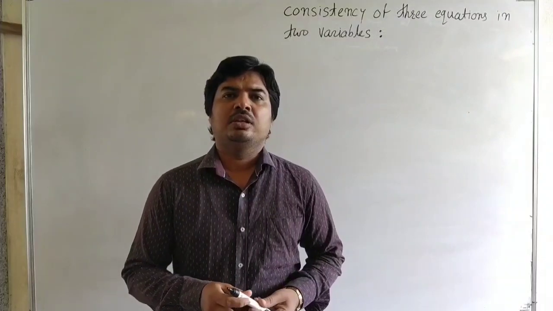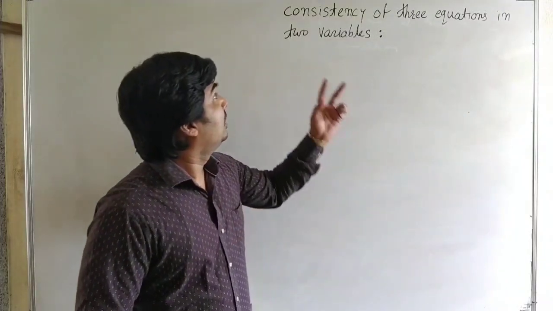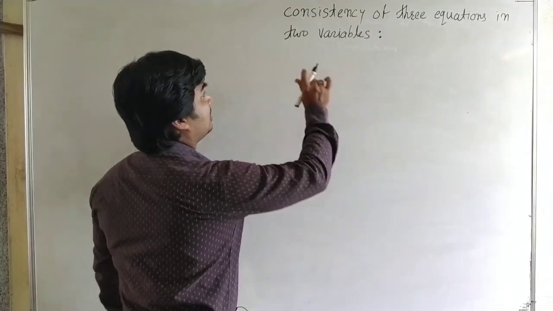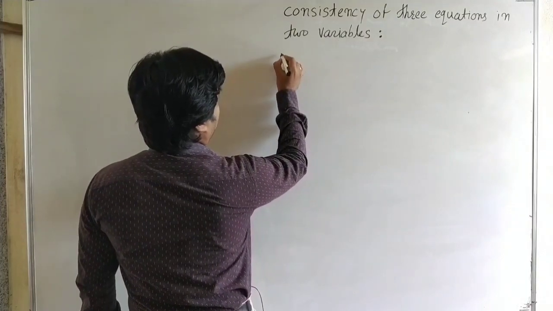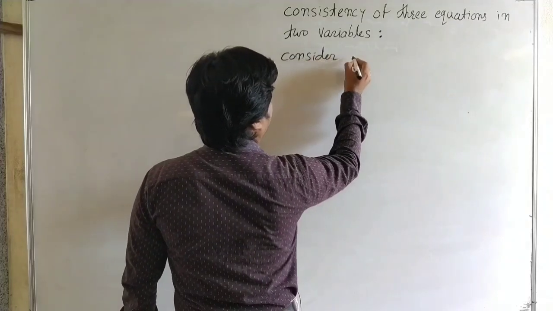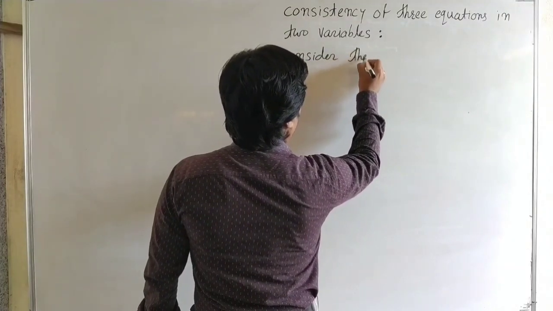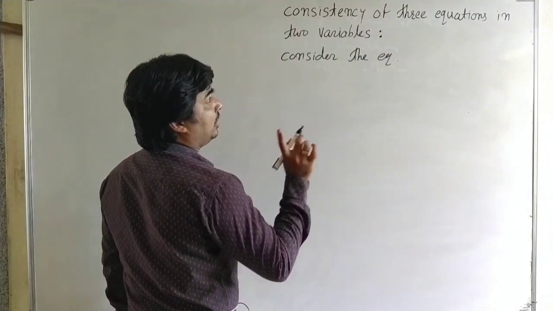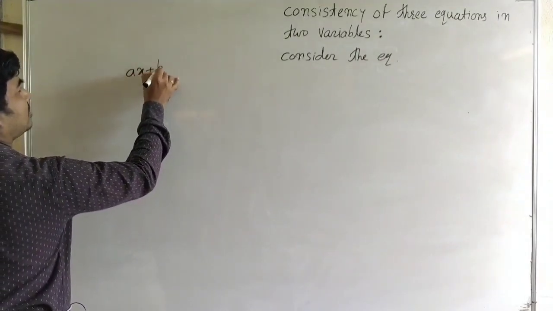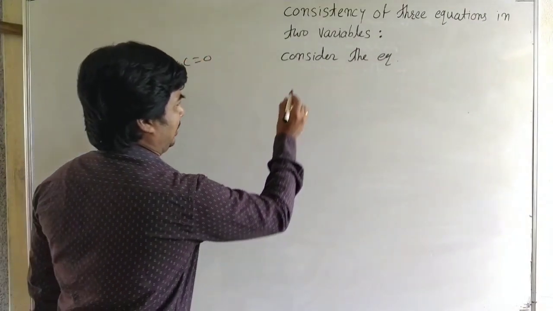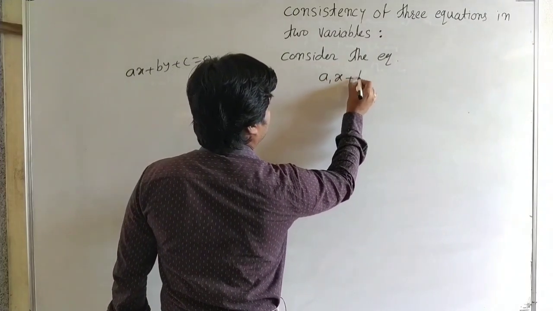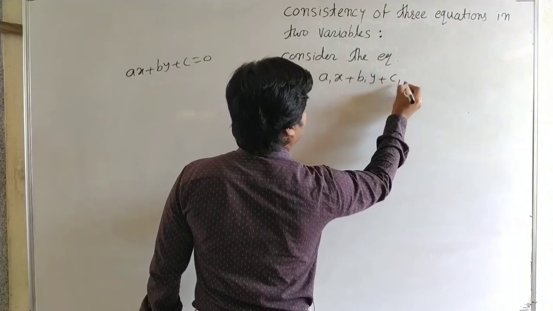Students, today we are seeing the next application of the determinant, that is the consistency of equations in two variables. Let us consider three equations of two variables. An equation of two variable is ax plus by plus c is equal to 0. Then the three equations we can write as a1x plus b1y plus c1 is equal to 0.